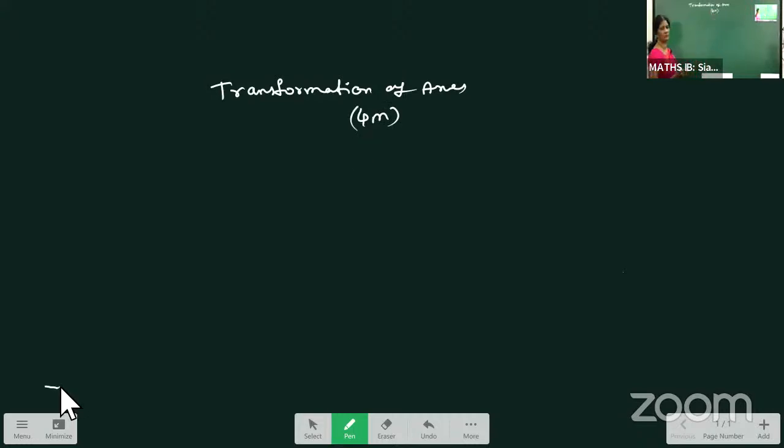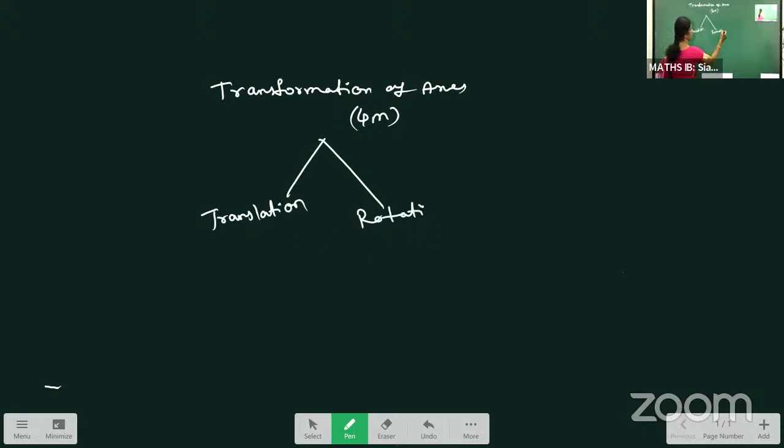In transformation of axis, there are 2 categories. One is translation of axis. The other one is rotation of axis. If you identify the difference between translation and rotation, the question will be easy to solve. So in translation, suppose this is your plane, x-axis, y-axis, and origin. In translation of axis, the origin will be shifted from one place to another place.